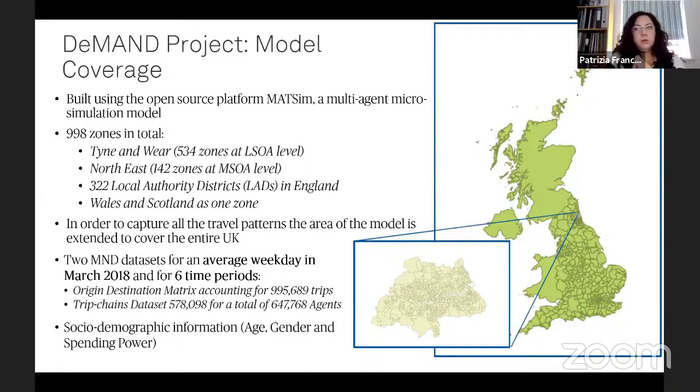Most of the time when you want to activate a demand responsive transport service or a shared mobility, you can't just look at the peaks, but you need to understand what is going on during the interpeaks. So we acquired data for AM peak and what we called interpeak one and interpeak two. Interpeak one is the interpeak in the morning and interpeak two is the interpeak before 4 o'clock. Then you have off peak one, the early evening, and off peak two, which is the nighttime, from 10 o'clock till 7 in the morning. We also acquired social demographic information from the mobile network data for age, gender, and spending power as well.